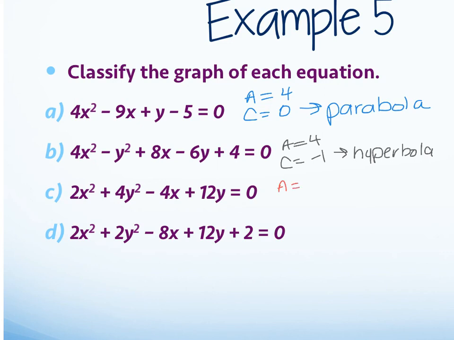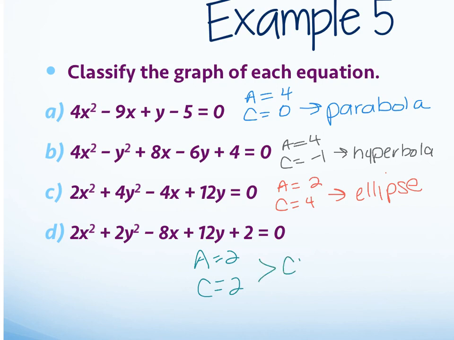C, A is 2, C is 4, which tells you this is, the product would be positive, right? Which would be what? An ellipse. And the last one, A is 2 and C is 2, which tells you circle because they're the same.